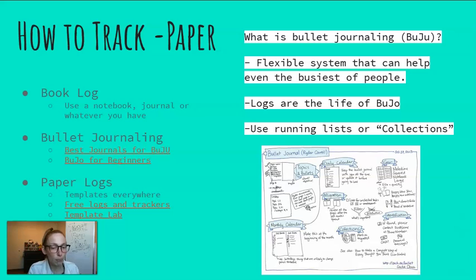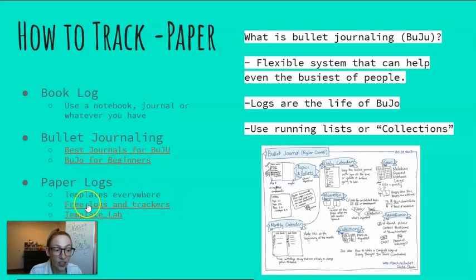Now, what is bullet journaling? Just a quick note on that, also called Bojo. It's a flexible system that has a lot of different ways to be used. It uses logs. Logs are pretty much like the life force of bullet journaling, and it depends on running lists, or what they call collections. And you can see in this image here some tips on how you can start bullet journaling. You can use those tips there.